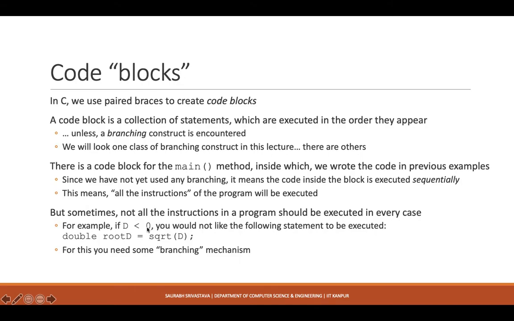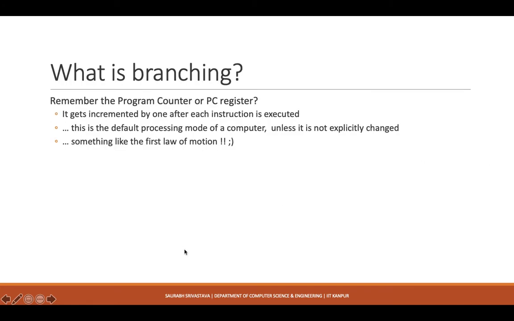in our quadratic equations example, if the discriminant was less than 0, you would probably not want this statement to run, right? Because you are then trying to find the square root of a negative number. So you would want some kind of mechanism where this statement is only executed if d is greater than or equal to 0, or if d is less than 0, you would like this statement to be skipped. You want that this statement is not executed. To do this, you need some kind of branching mechanism.